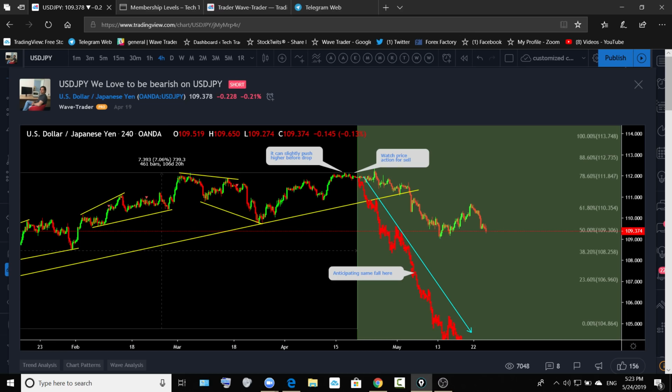So the chart was very similar to the euro yen. I think I'm actually looking at the chart somewhere else. Let me check if I got that chart in another channel. Yeah, there you go. Okay, so this is the correction which we were expecting.